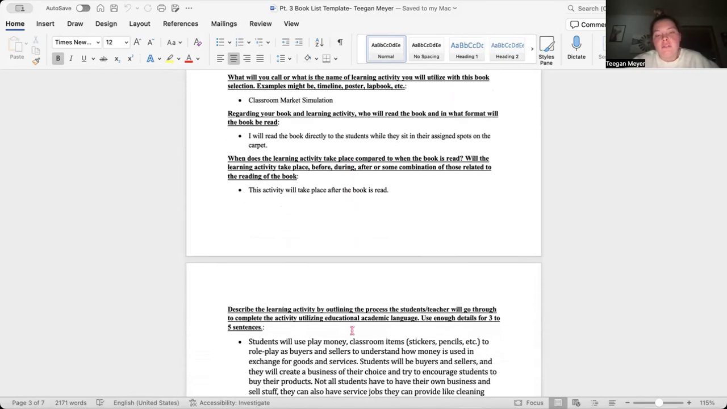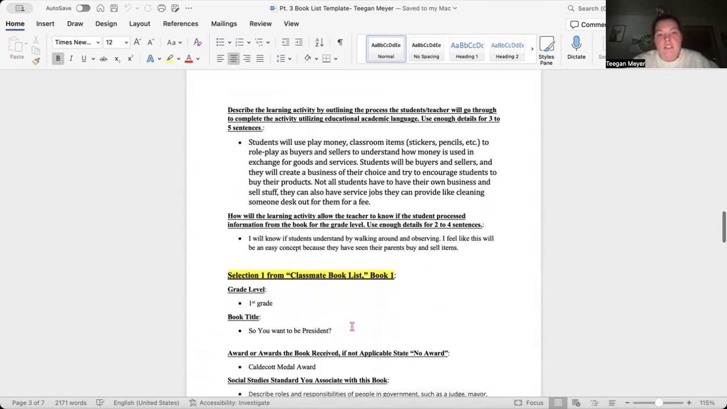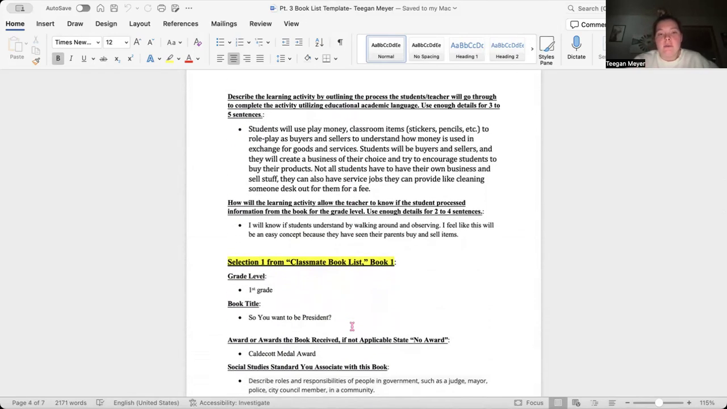So I'll read the book directly to the students while they sit on their assigned spots on the carpet, and then the activity that we do will take place after the book is read. So for this activity, we'll have to have play money, and then we'll need items that the students can sell. So like stickers, pencils, erasers, just to kind of role play as buyers and sellers to understand how money is used in exchange for goods and services.